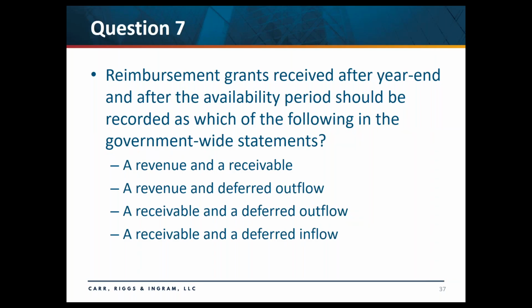And most of you got that right, so great job. So one more here on revenues, our last polling question in this section. Reimbursement grants received after year end and after the availability period should be recorded as which of the following in the government-wide statements? Same question as question 6, but now we're in the government-wide statement. Revenue and receivable, revenue and deferred outflow, a receivable and deferred outflow, or a receivable and deferred inflow.